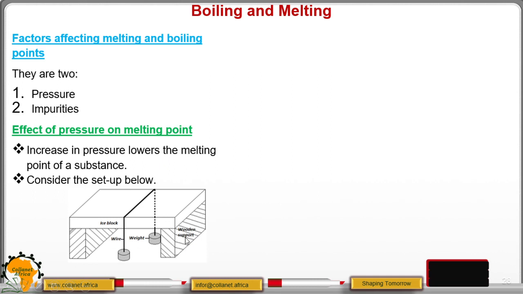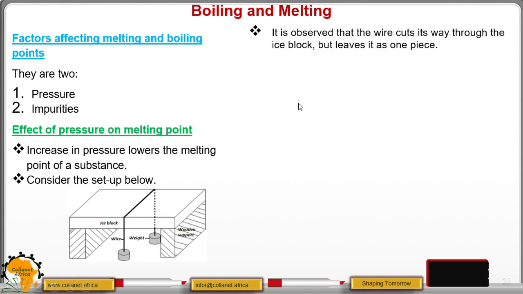We have two wooden supports here. We have an ice block, and we want to cut it using a wire. And on this wire, we have put some weight. What will happen? It is observed that the wire cuts its way through the ice block but leaves it as one piece. In other words, the ice block is left intact.